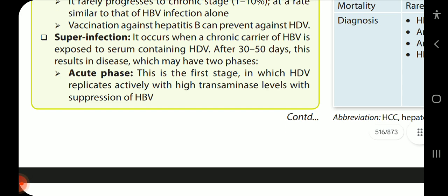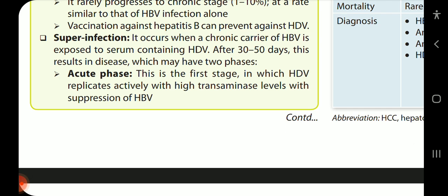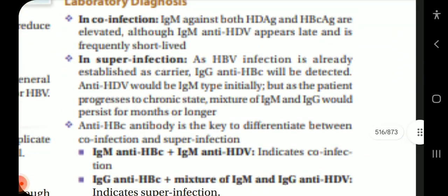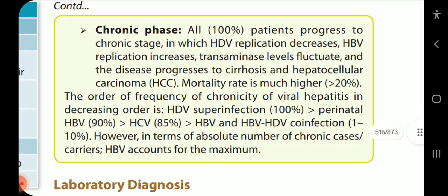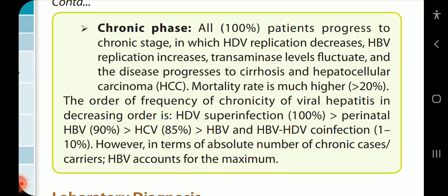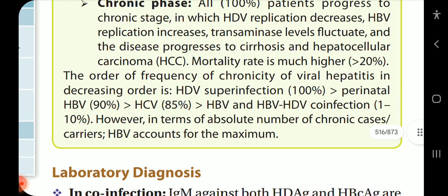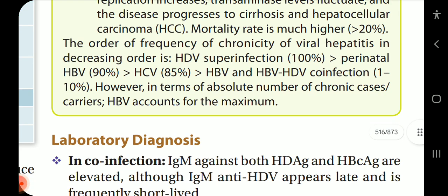Superinfection. It occurs when a chronic carrier of HBV is exposed to serum containing HDV. After 30 to 50 days, this results in disease which may have two phases. Acute phase. This is the first stage in which HDV replicates actively with high transaminase levels with suppression of HBV. Chronic phase. All 100% of patients progress to chronic stage in which HDV replication decreases, HBV replication increases, transaminase levels fluctuate, and the disease progresses to cirrhosis and hepatocellular carcinoma (HCC). Mortality rate is much higher, more than 20%.